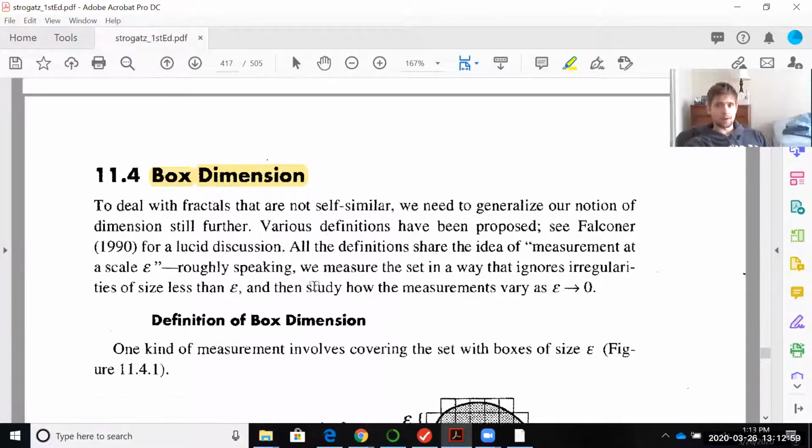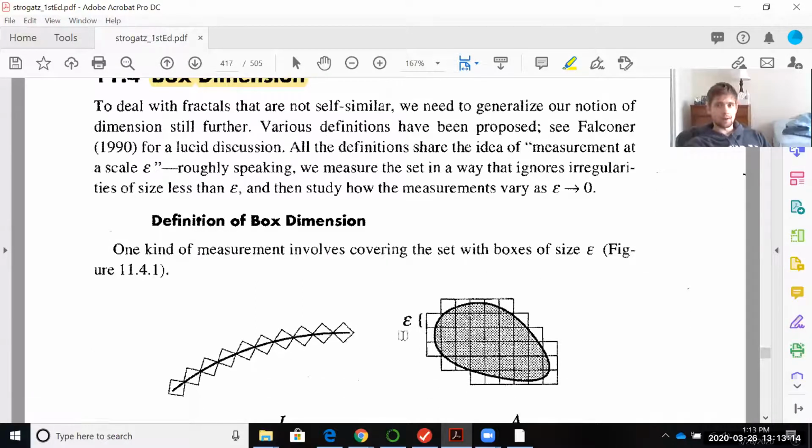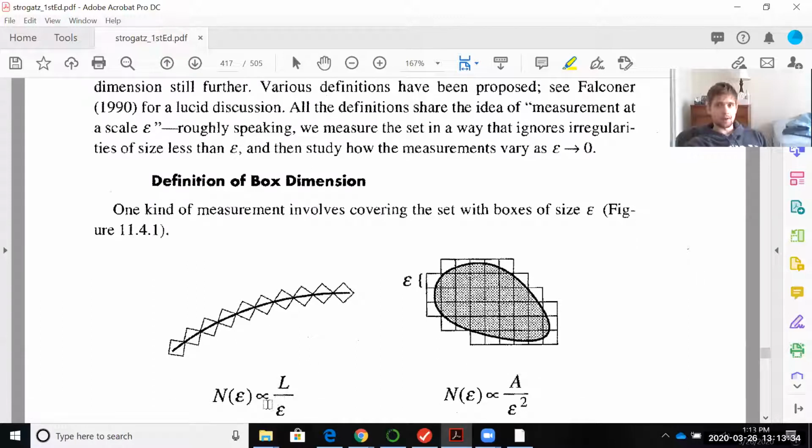A box dimension is for an object which doesn't have to be exactly self-similar. We imagine covering the set with boxes of size epsilon, and ask how many boxes we need to cover this object. If it's a simple, continuous, smooth line, then using epsilon to cover it, the number of boxes is simply the length divided by the box size.